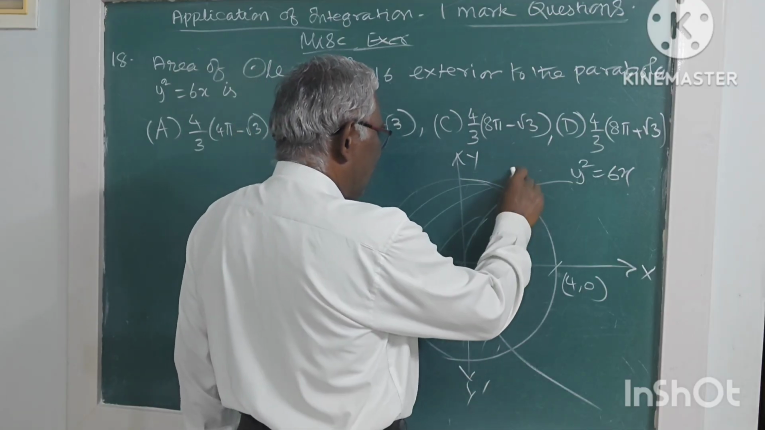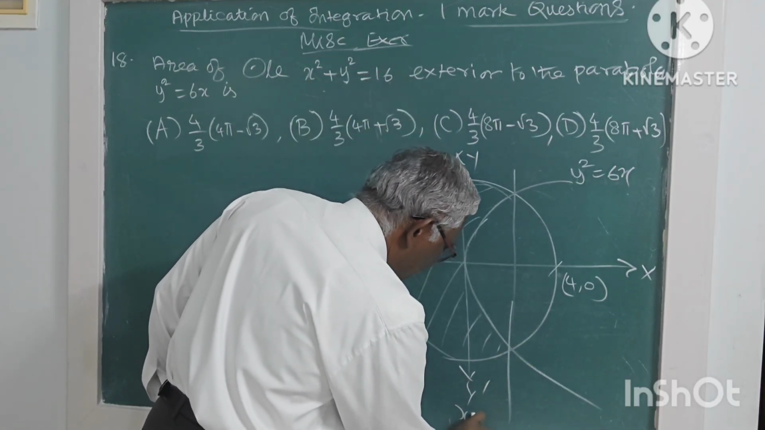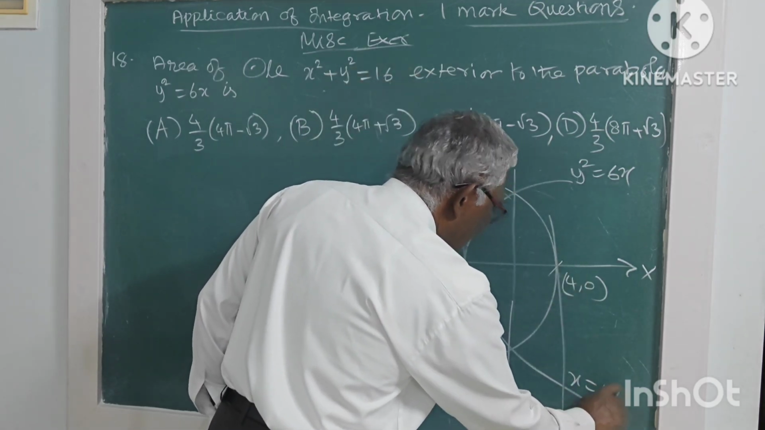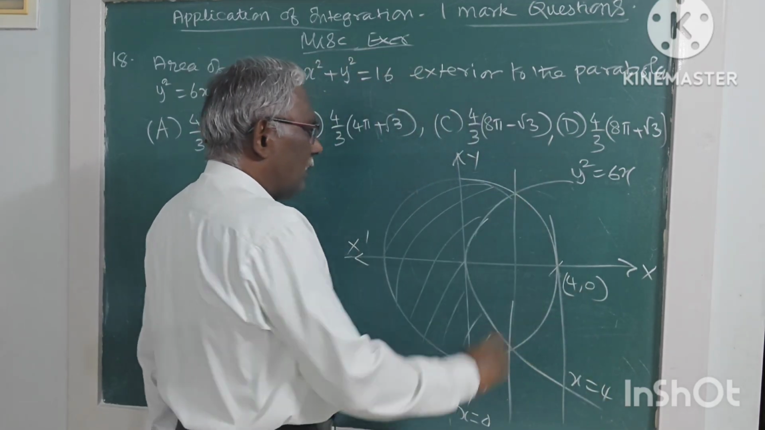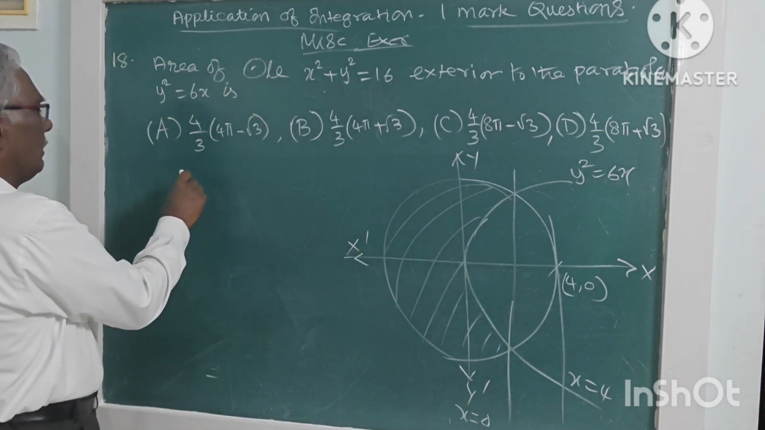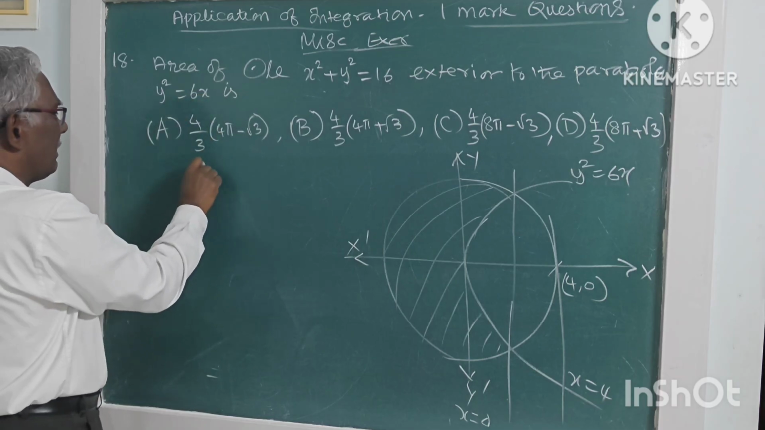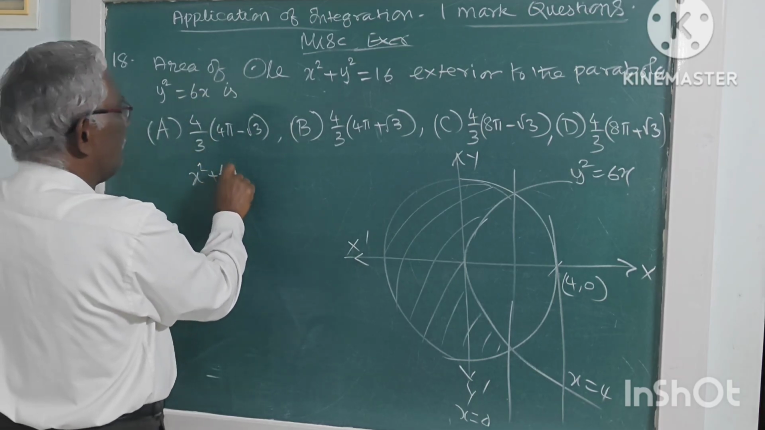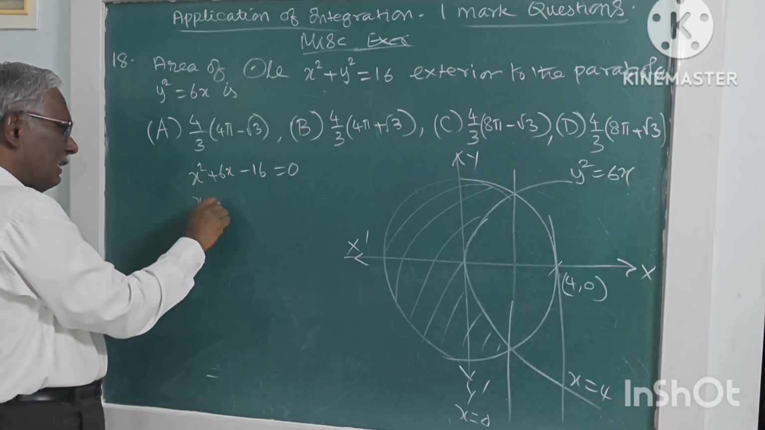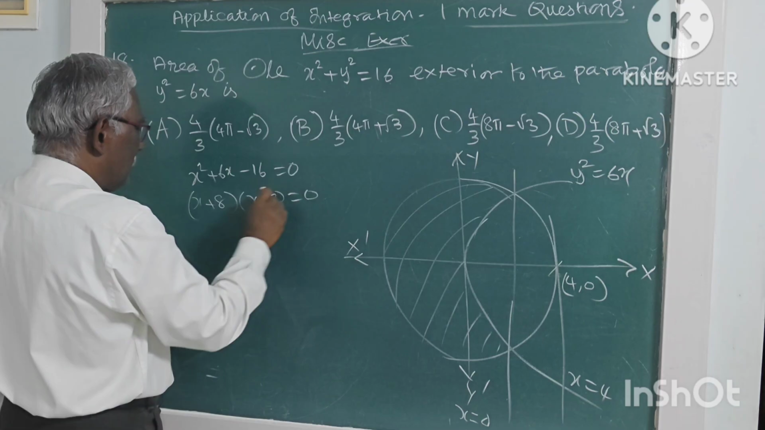So how to get this area? We have to get the equation of the y-axis, x is equal to 0. This line is x is equal to 4. You have to solve and get the intersection, the x coordinate of the intersection point. So y square is 6x, so x square plus 6x minus 16 is equal to 0. So x plus 8, x minus 2 is equal to 0.